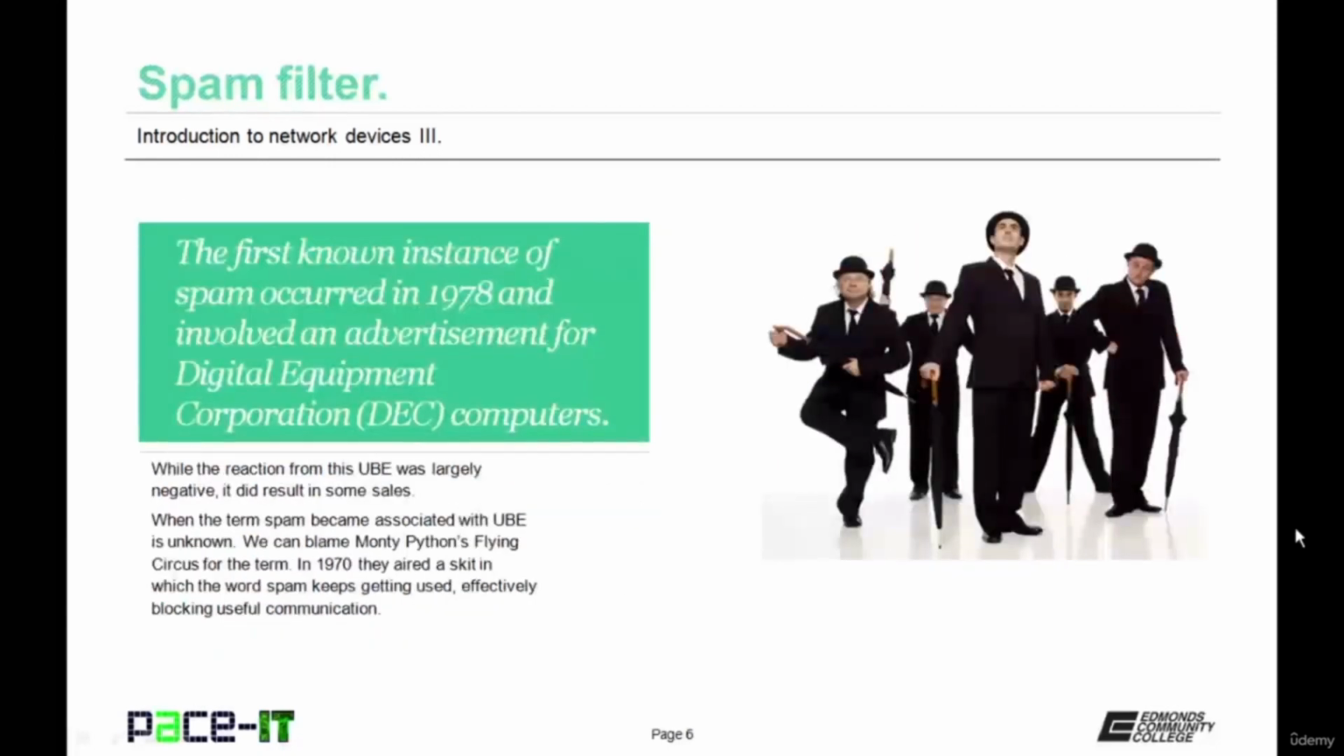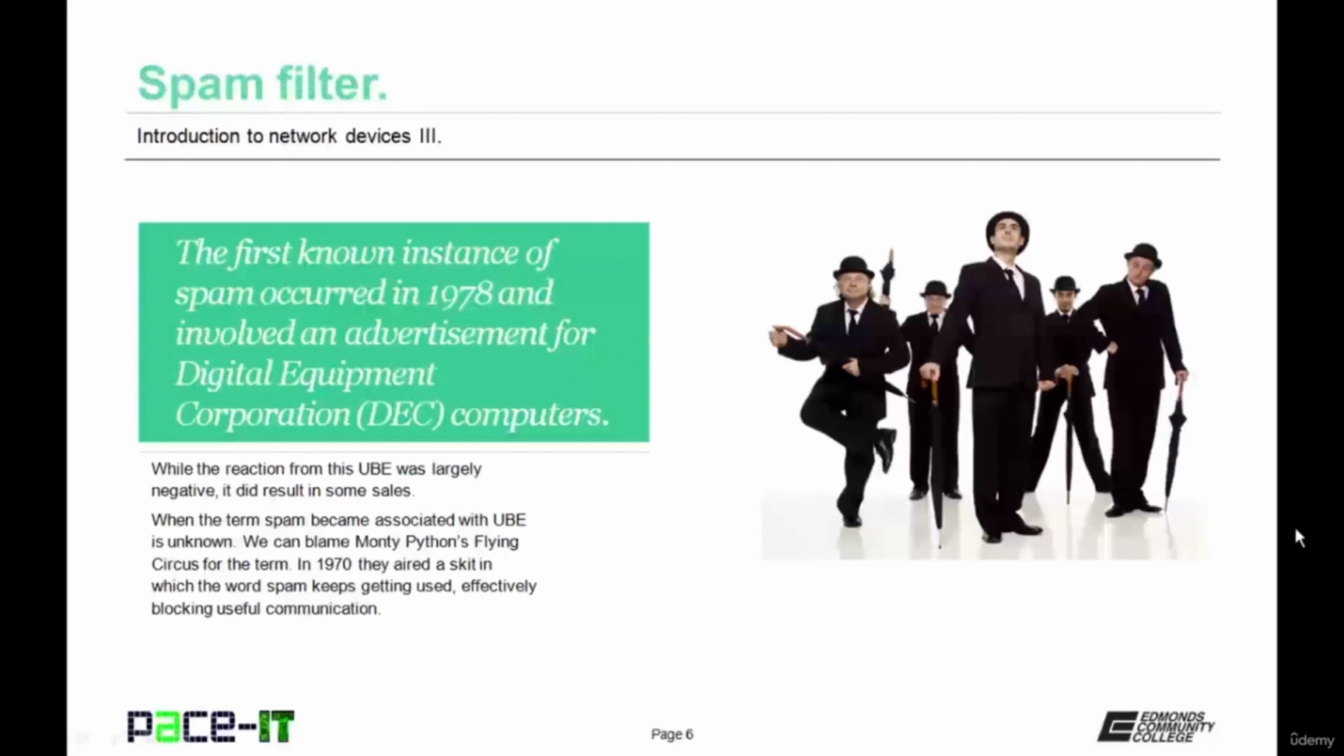The first known instance of spam occurred in 1978 and involved an advertisement for Digital Equipment Corporation, that's DEC, computers. While the reaction from this spam was largely negative, it did result in some sales, and guess what? The spam industry was born.